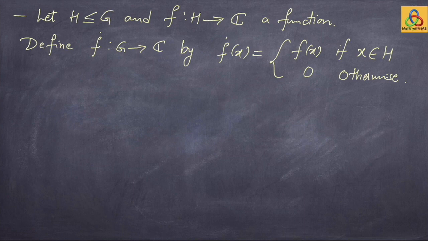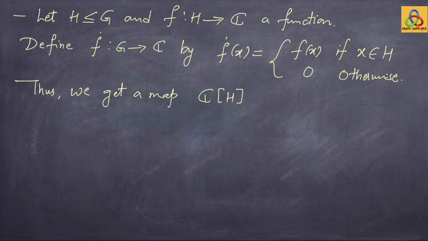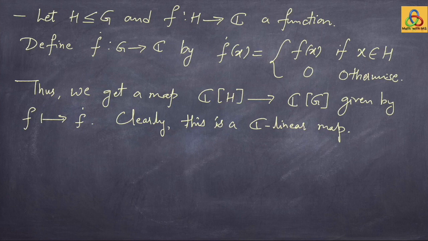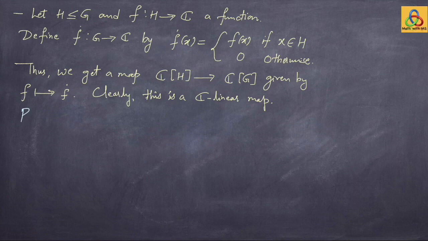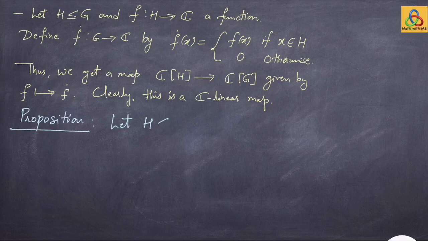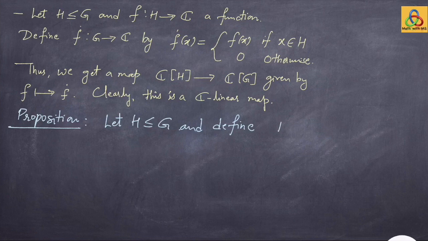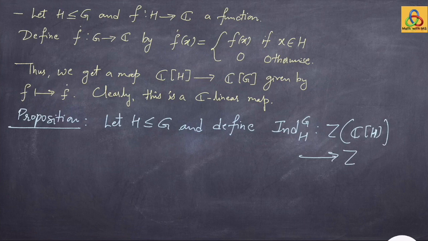Thus we get a map from CH, the underlying vector space of the group algebra of H, to CG, given by F goes to F dot. Clearly, this is a C-linear map, a very simple observation. I am not going to work it out. But this gives something interesting. Proposition: let H be a subgroup of a group G and define the induction map from H to G, this is how you read it, from the center of the group algebra of the subgroup H to the center of the group algebra of the whole group G by the following formula.